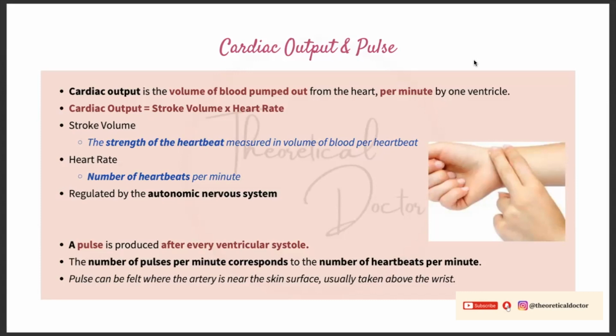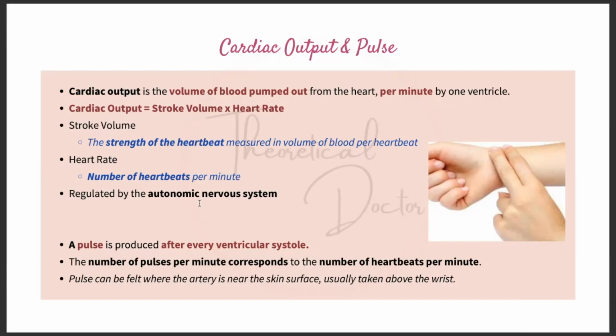Cardiac output is the volume of blood pumped out of the heart per minute by one ventricle. This is the formula: cardiac output equals stroke volume multiplied by the heart rate. Stroke volume is the strength of heartbeat measured in volume of blood per heartbeat, and heart rate is the number of heartbeats per minute. So stroke volume is the strength of the heartbeat. That's the important part here, and heart rate is the number of heartbeats. It is regulated by the autonomic nervous system.